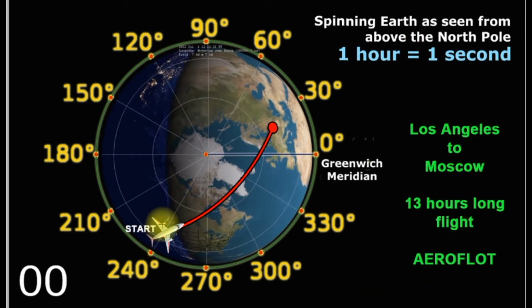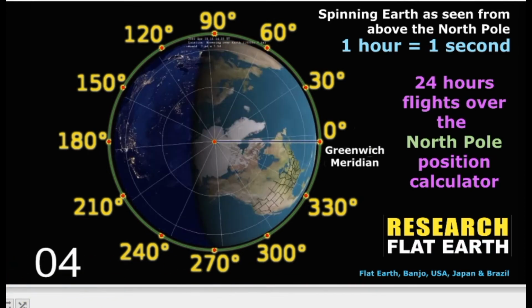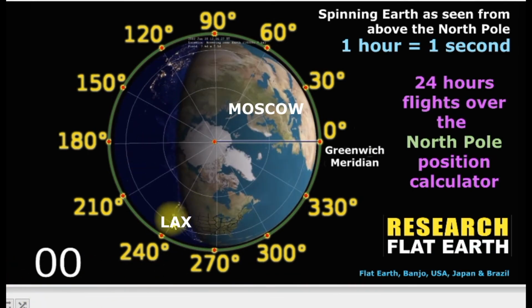Let's go ahead and start the timer. 13 seconds is the timer. Let's reset. 0. Los Angeles right here. Moscow right here. That should be the flight route on the globe as we see here.